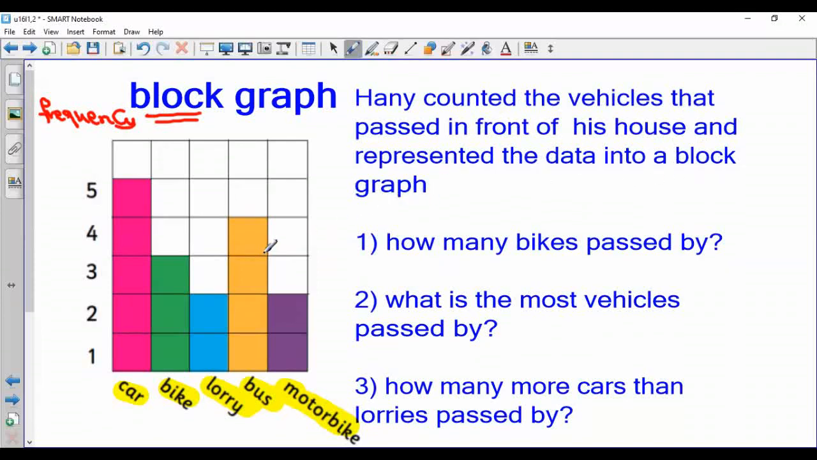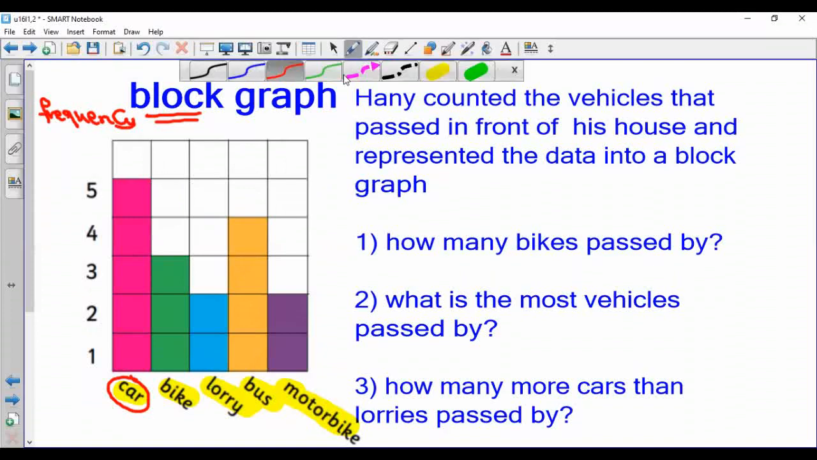For example, if 5 cars passed by, Hani will color 5 blocks. If 2 motorbikes passed by, Hani will color 2 blocks. So I call it a block graph because I represent data using blocks on top of each other. And I can easily answer the question by looking at the block graph.